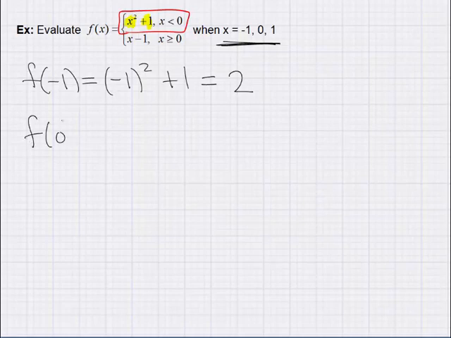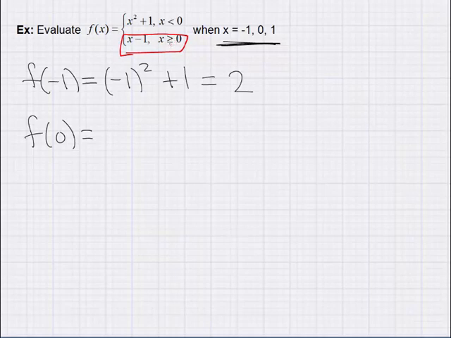F of 0. Well, 0 is equal to 0. In that case, I have to use this function, because this function says when x is greater than or equal to 0, this is the piece we use. So x is, in this case, equal to 0. So I'll use that piece, which just says take my x and subtract 1. Equals negative 1. So f of 0 equals negative 1.